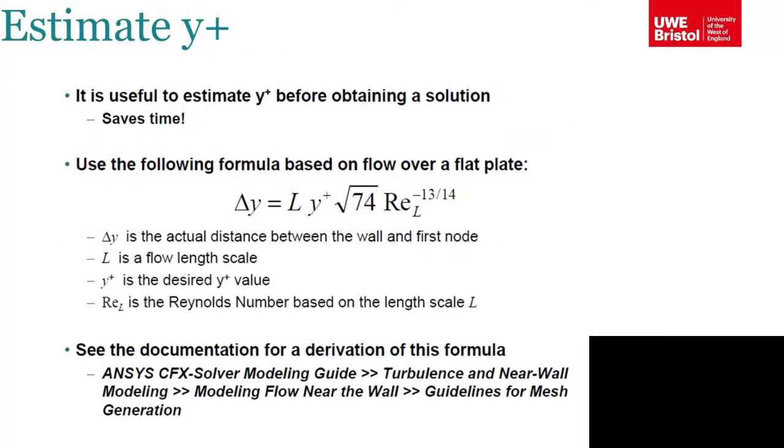Your y plus can be calculated using this equation. Delta y is the actual distance between the wall and the first node. L is the flow length scale. Y plus is the desired y plus value. Reynolds number is the Reynolds number based on the length scale. So with that you can calculate a y plus value. That is your first estimate.